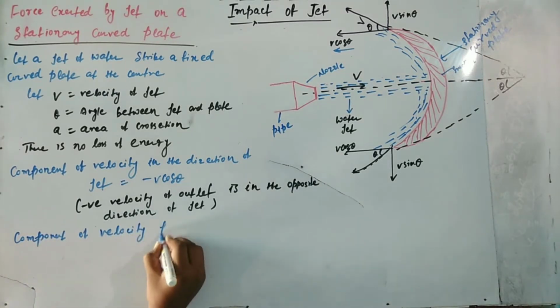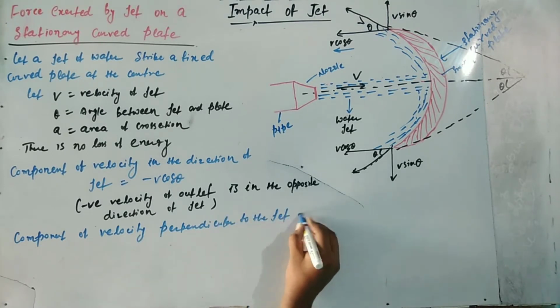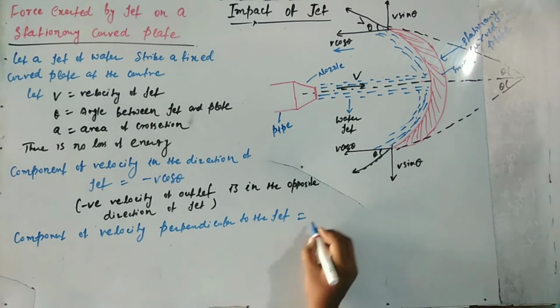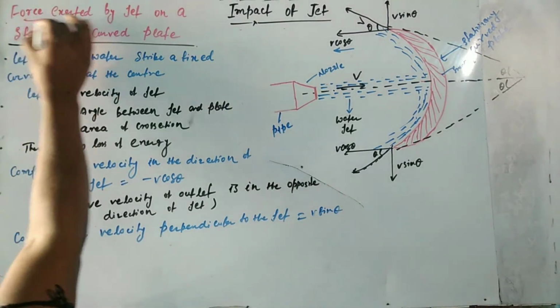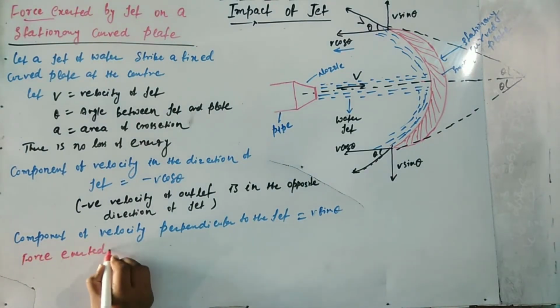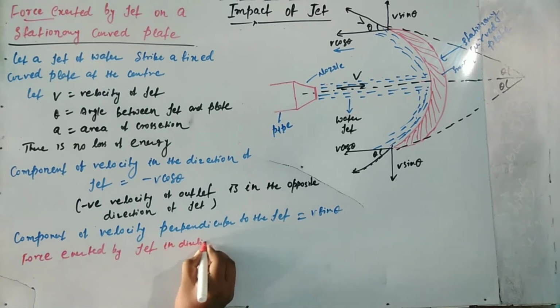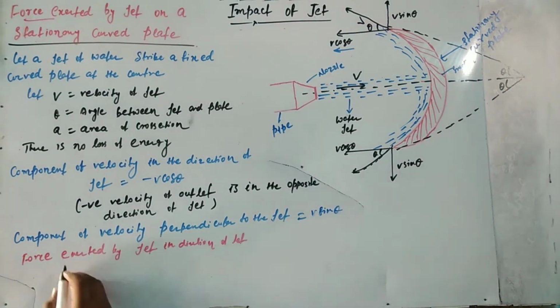Now the component of velocity perpendicular to the jet is equal to v sin theta. You can see in the diagram the component of velocity perpendicular to the jet is equal to v sin theta. Now the force exerted by the jet in the direction of the jet, we can say Fx, that is, it is in the x direction.